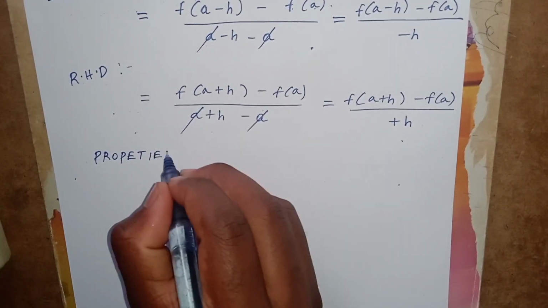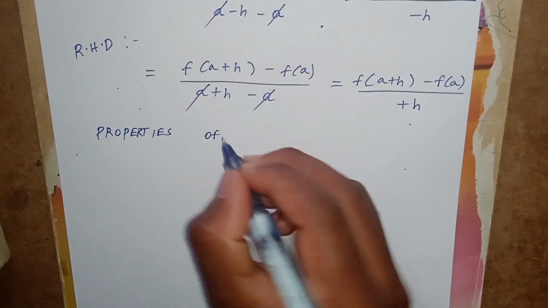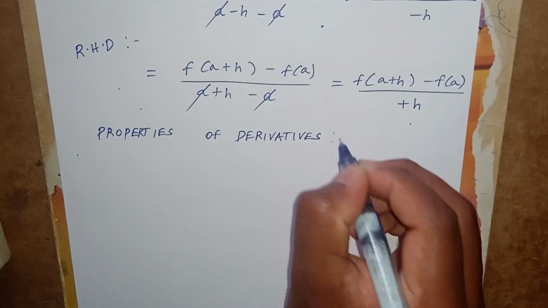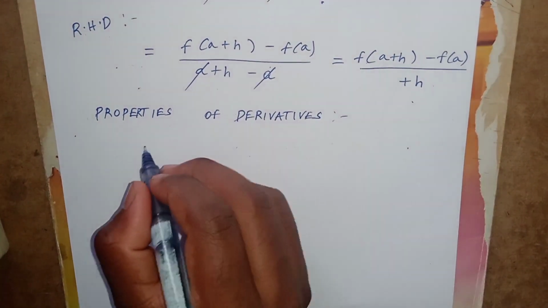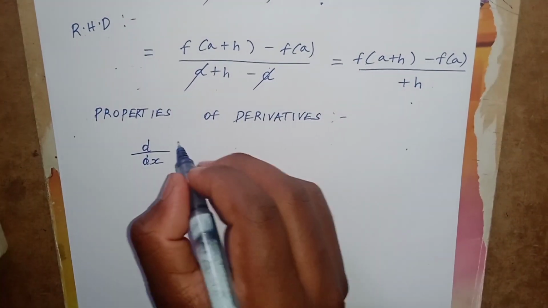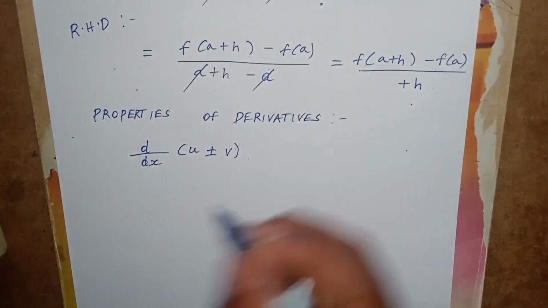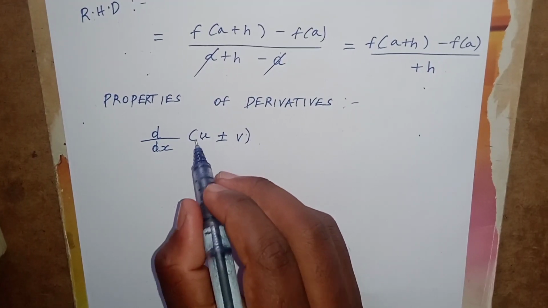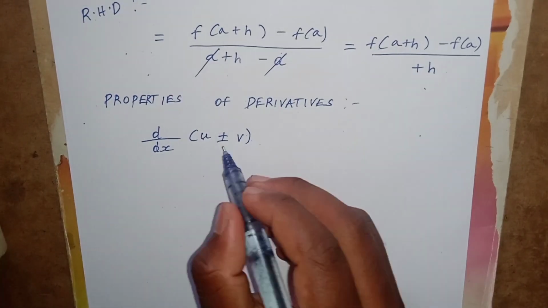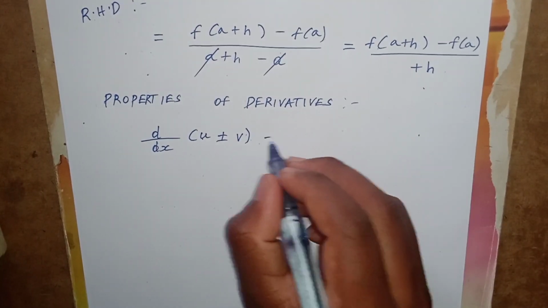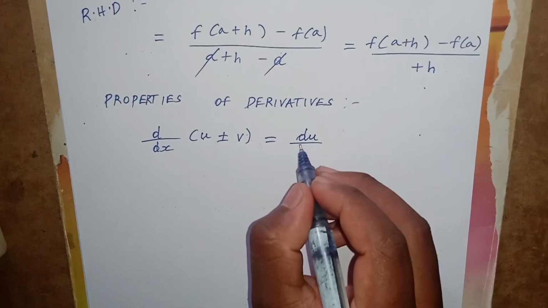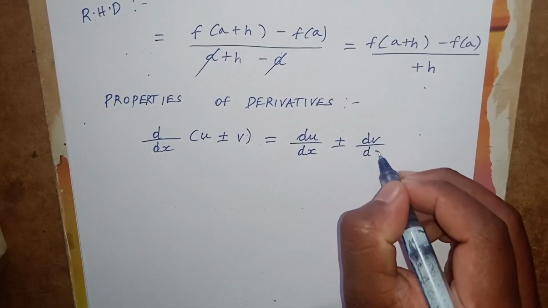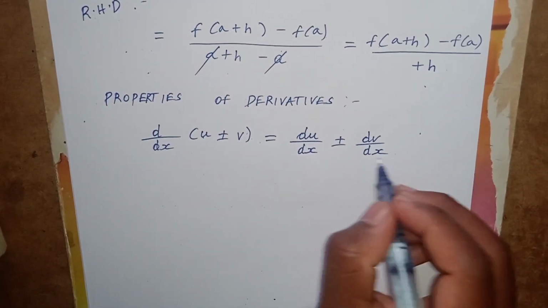Next, properties of derivatives. Here d by dx of u plus or minus v. My function has two parts: the first function I take as u and the second function as v. If the functions are in addition or subtraction, we take du by dx, the derivative of the first function, plus or minus dv by dx, the derivative with respect to x.